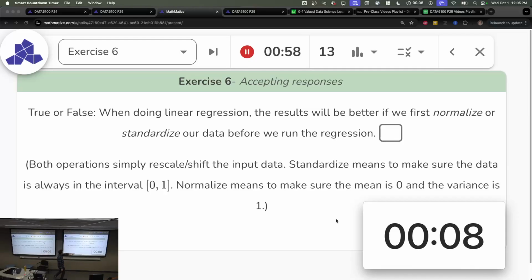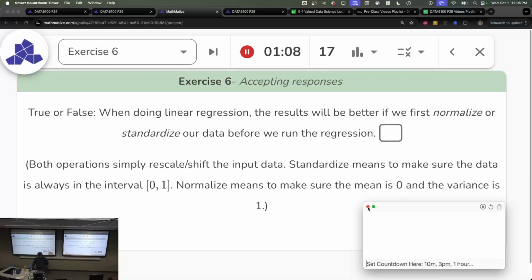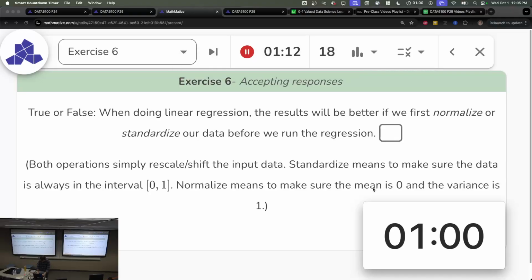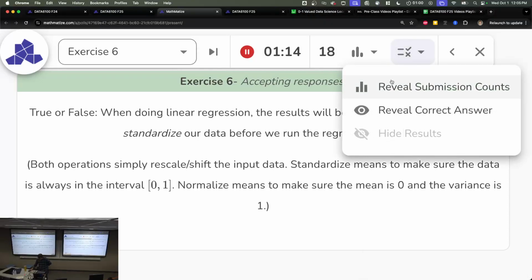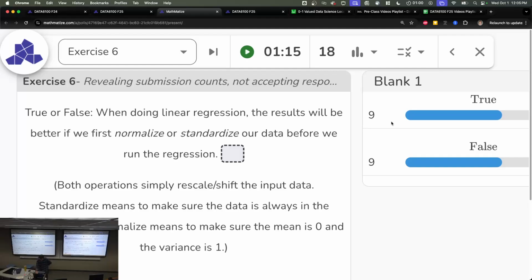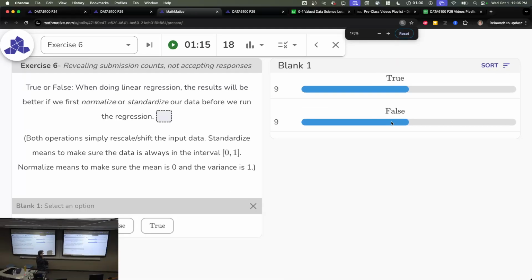All right, 10 seconds left. Put in your updated guesses. Even if you didn't change your answer, you have to put it in again. And let's see where the vote ended this time. Okay. Oh no. Okay. Even more tied.